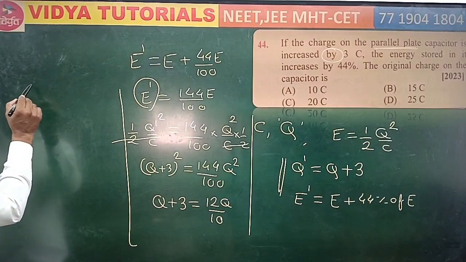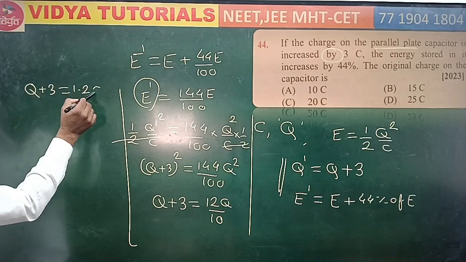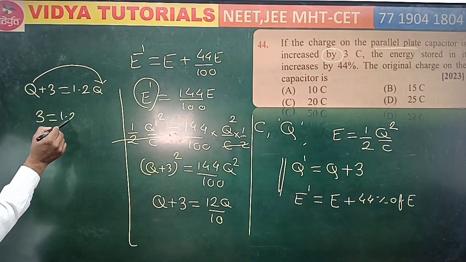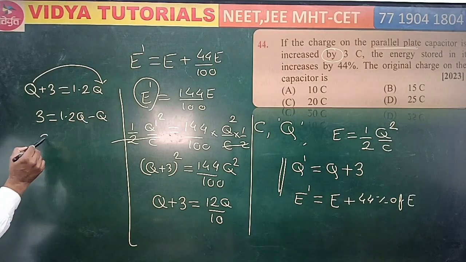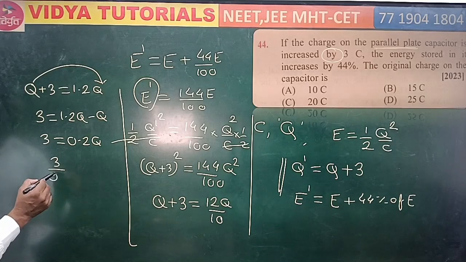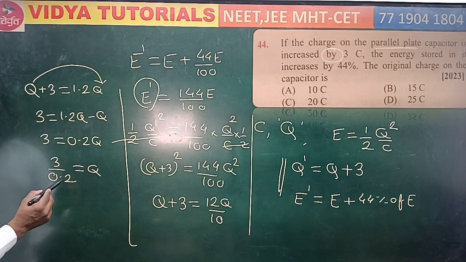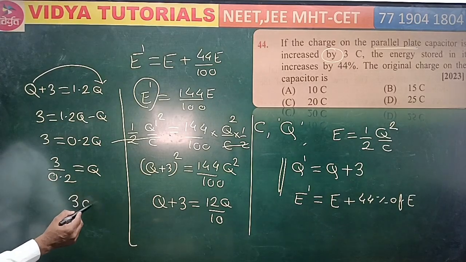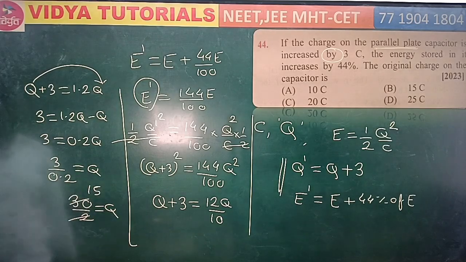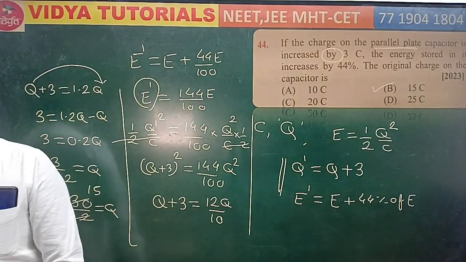By mathematics, how can we solve? That is Q plus 3 equals 1.2 Q. Now Q shifts here: 3 equals 1.2 Q minus Q. 3 is equal to 0.2 Q. That is 3 upon 0.2 equals Q. Remove the decimal. After the decimal there is 1 digit. Therefore it becomes 30 by 2 equals Q. The last answer is 15, and hence the correct answer is 15 coulomb. Observe and note down.